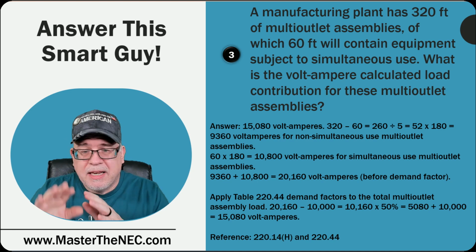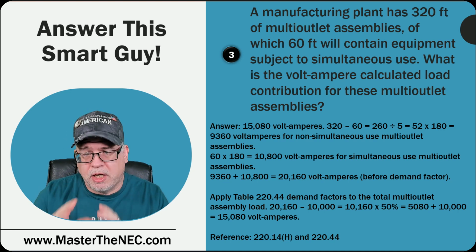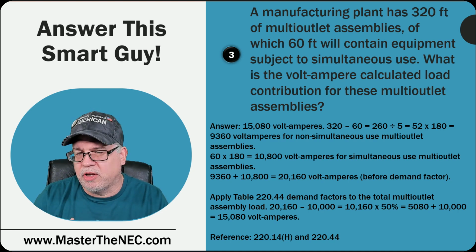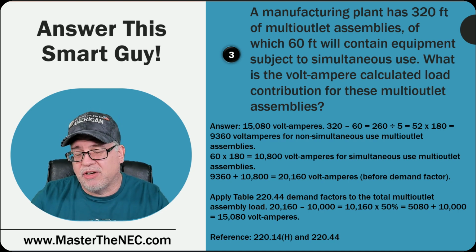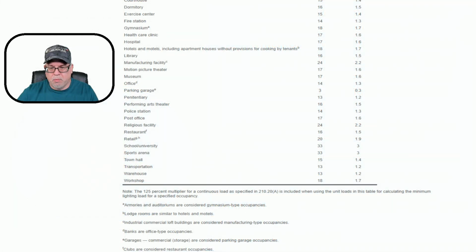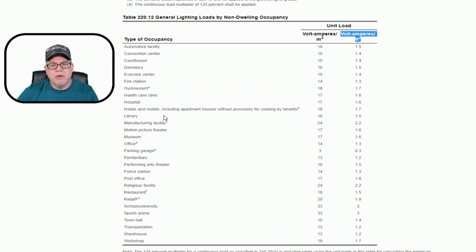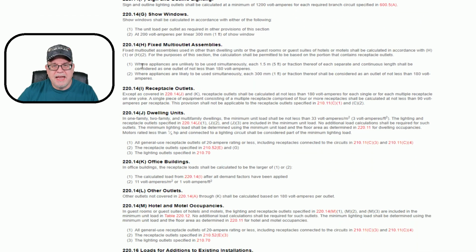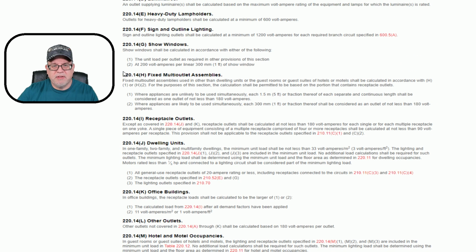Now, before we get into what's on the screen, we've got to go look at the code. What we're going to do at this point is look at multi-outlet assemblies under 220.14(H), because that's going to give us the direction first. So we're going to go to the code, and when we're at the code, we're going to be looking at 220.14, and we're going to be looking at H. 220.14(H) is fixed multi-outlet assemblies. So that we know that's where we need to be.